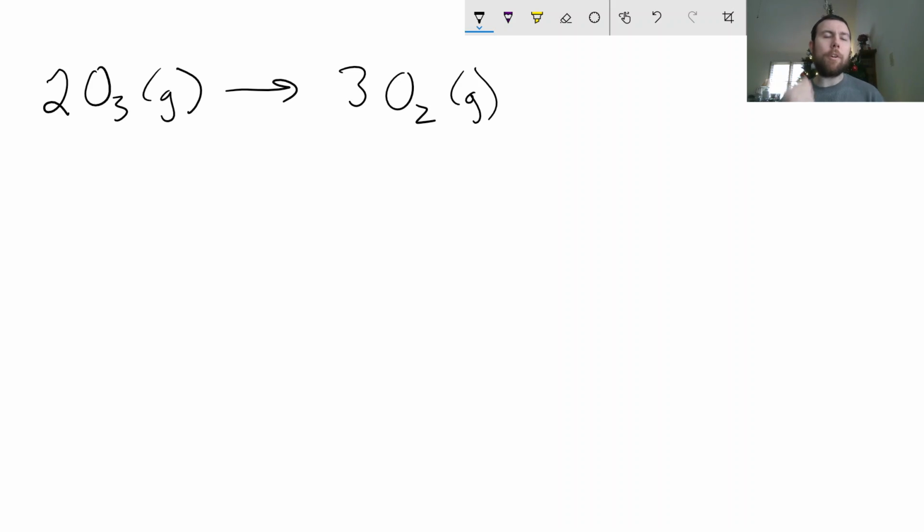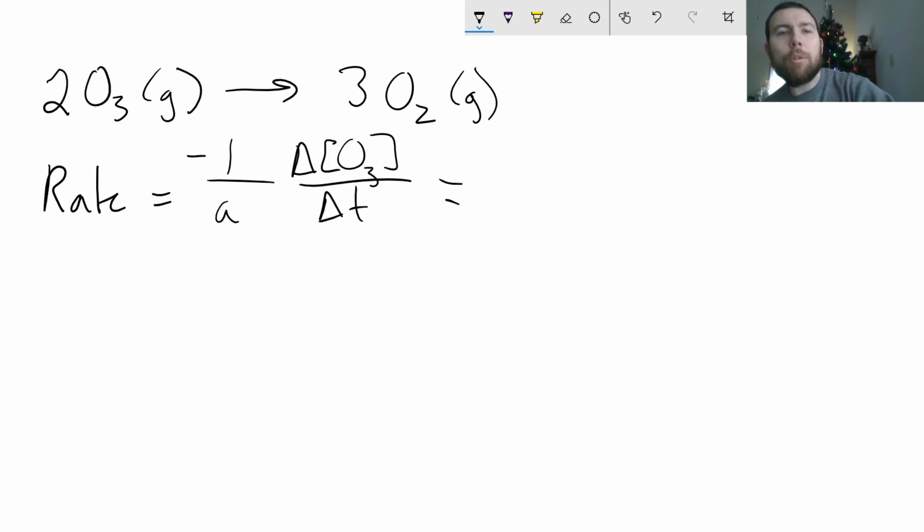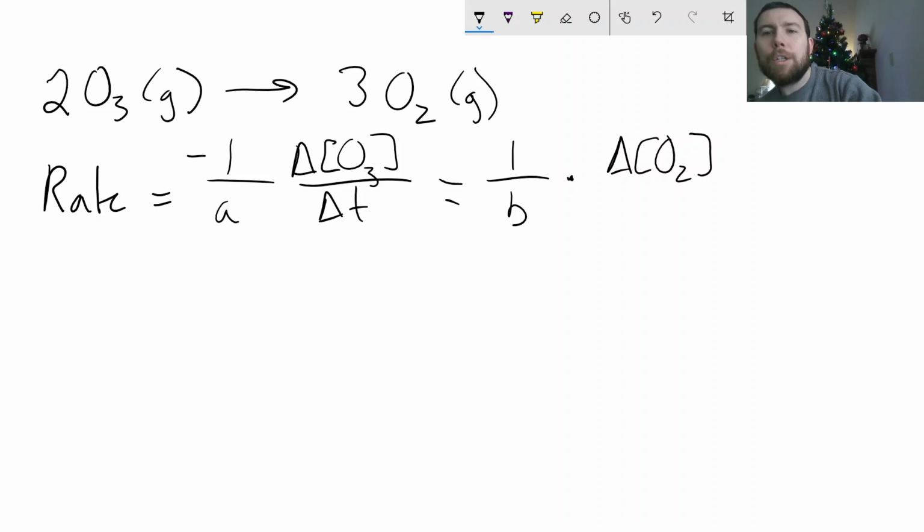And so if you remember from the PowerPoint, we talked about how if we're given the stoichiometry of a reaction, something like this, and they're asking us about the rates and how we compare them, remember we can say that the rate is equal to 1 over the coefficient, we'll just say that's A, times the change in concentration of, in this case, O3 with respect to time, and it's going to be negative, is going to equal 1 over, in this case, we'll say B, in reference to the coefficient for oxygen, times the change in concentration of oxygen with respect to time, right?